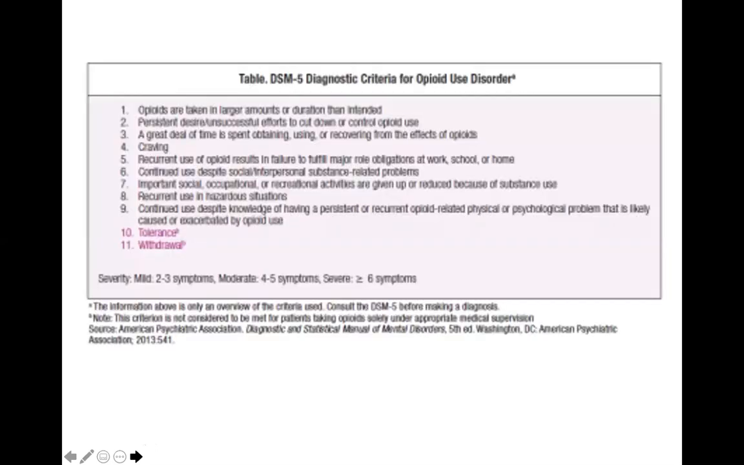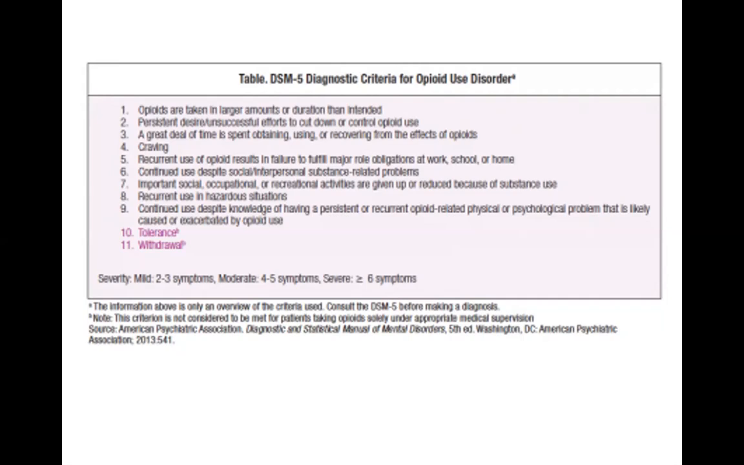And so I think from here, we'll remind folks and take a look at the criteria for opioid use disorder. And this is pulled from the DSM. Another helpful way to think about it is just to think about the 4 C's: compulsion, cravings, loss of control, and consequences, consistent use despite consequences.